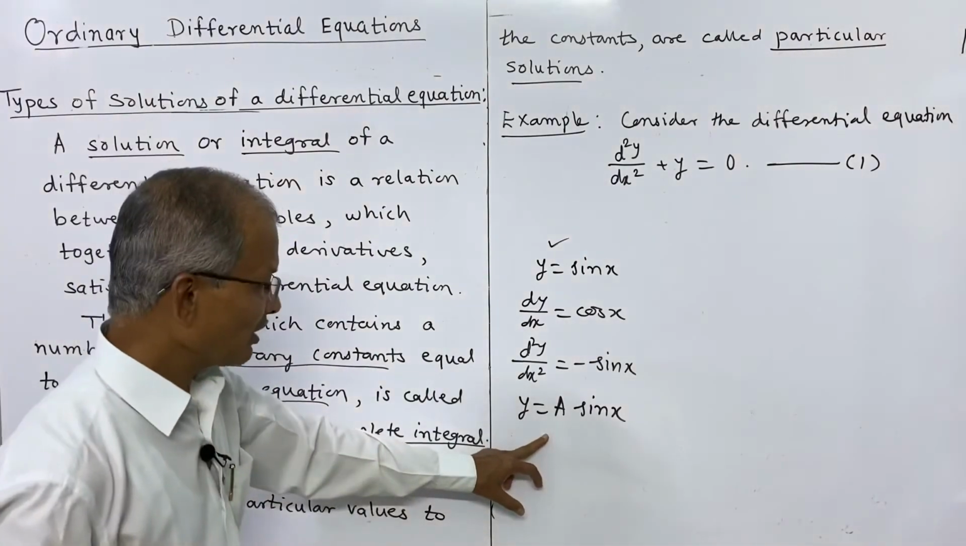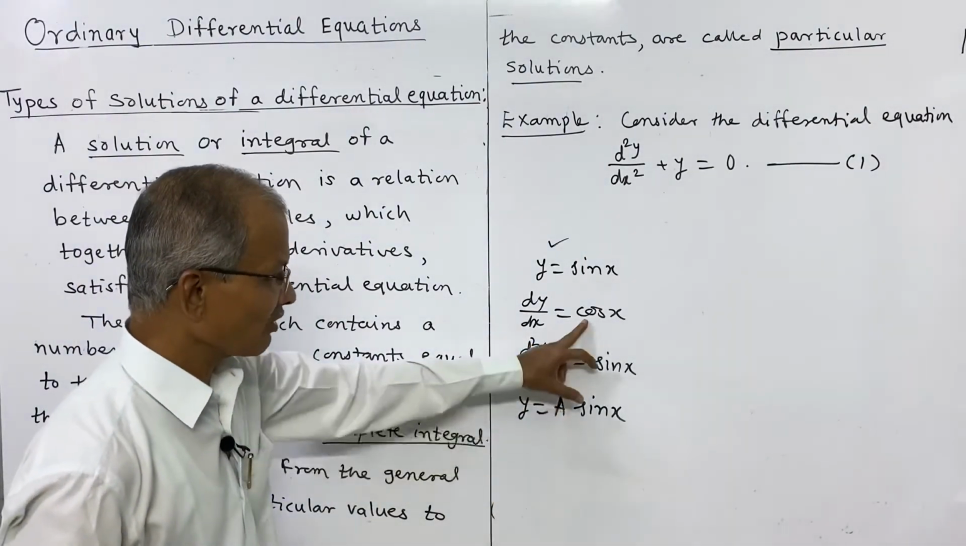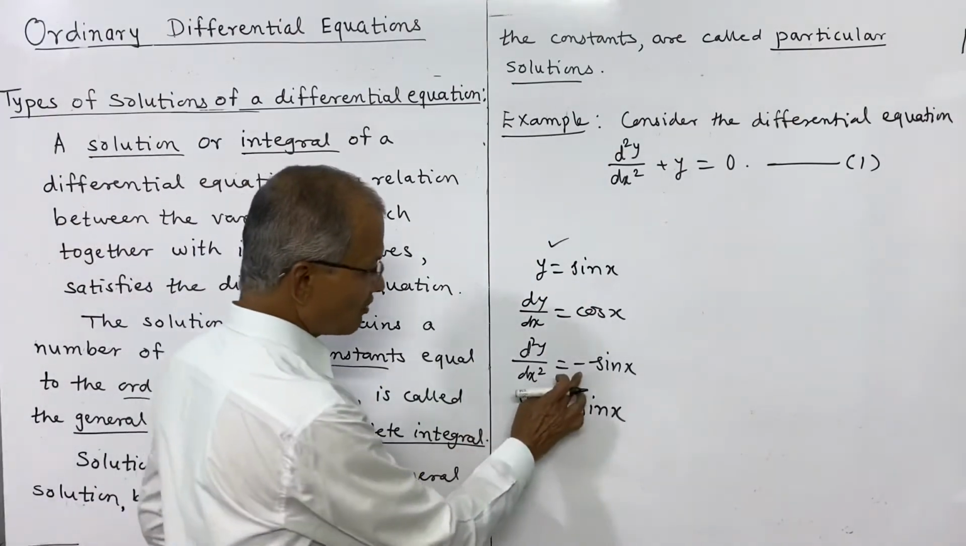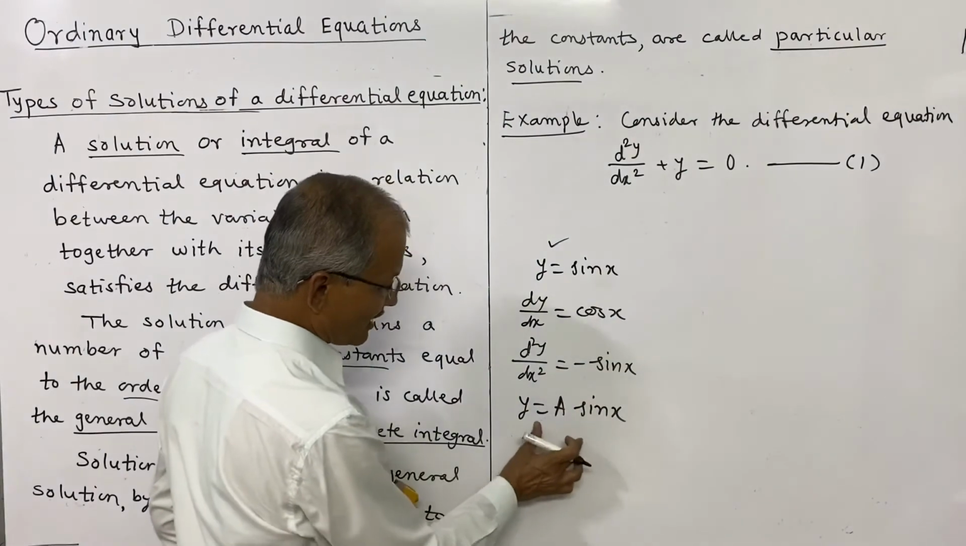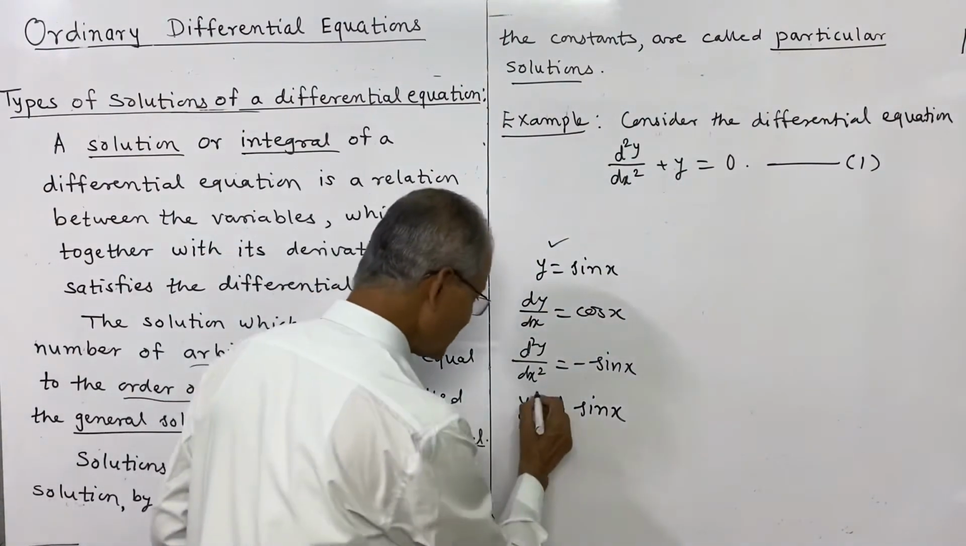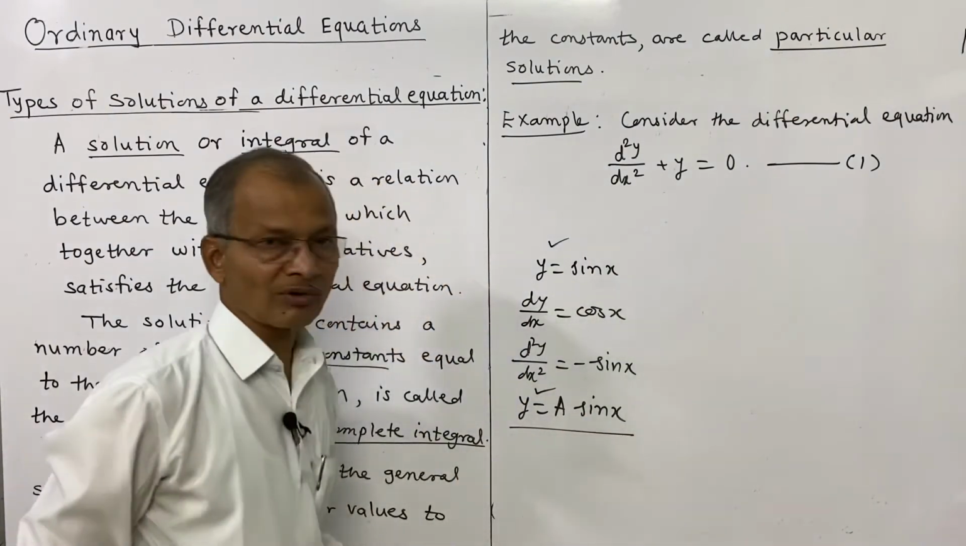You can verify, because what is the dy by dx? It is a cos x. So a, because a is constant, remains the same. And what is the second order derivative? Minus a sine x, and y is plus a sine x. So that is equal to 0. So therefore this is also a solution: y is equal to a sine x.